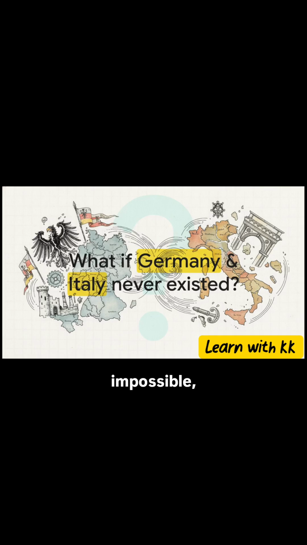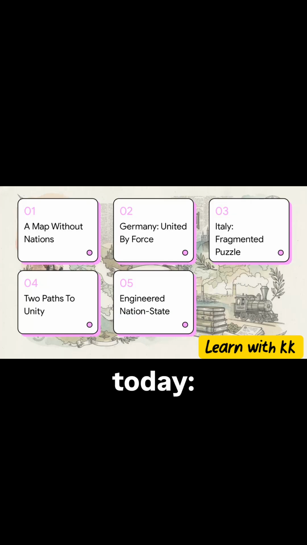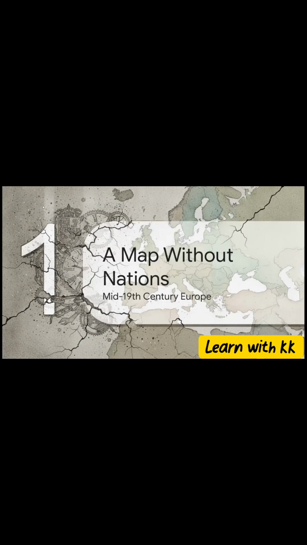I know, it sounds kind of impossible, right? We tend to think of these countries as eternal pillars of European culture and geography. But historically speaking, they're actually remarkably recent inventions. Here's our agenda for today. A map without nations. Germany, united by force. Italy, the fragmented puzzle. Two paths to unity. And finally, the engineered nation-state. Let's dive right in.